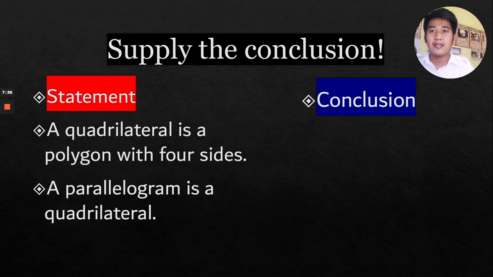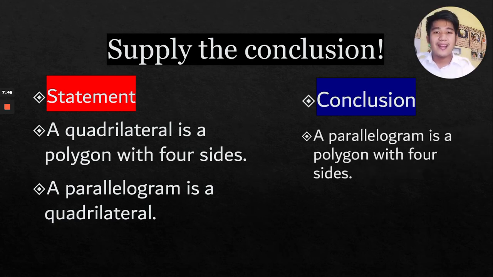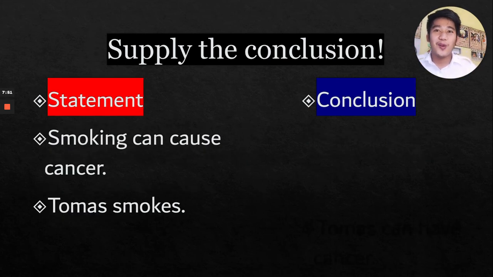A quadrilateral is a polygon with four sides. A parallelogram is a quadrilateral. So we can conclude that a parallelogram is a polygon with four sides. Very good. Let's continue. Smoking can cause cancer. And Thomas smokes. So what can we conclude?